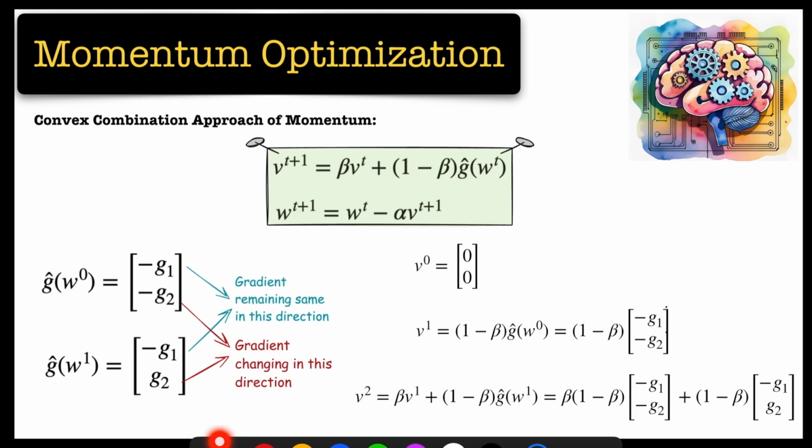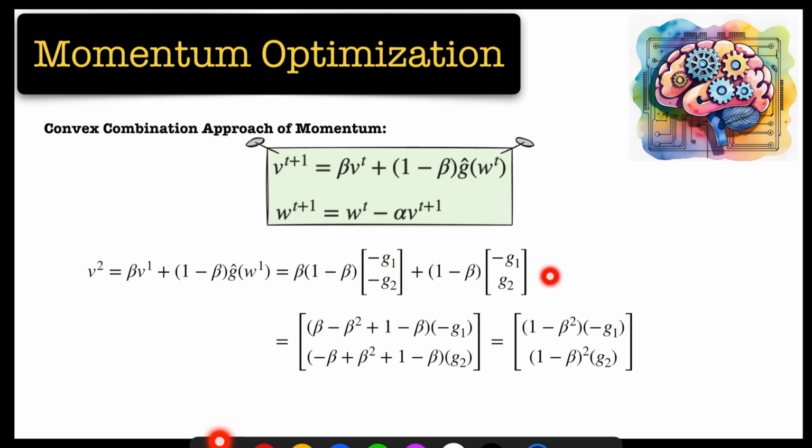So let's compute the velocity. V0, let's say we are starting with 0. So V1, using this formula, will be (1 − β) times Ĝ(W0), which is this. V2 is what? Using this formula, β times V1 plus (1 − β) times Ĝ(W1). V1 we got here, that is β times this whole thing, (1 − β) times the vector [−G1, −G2], plus (1 − β) times Ĝ(W1), which is [−G1, G2].